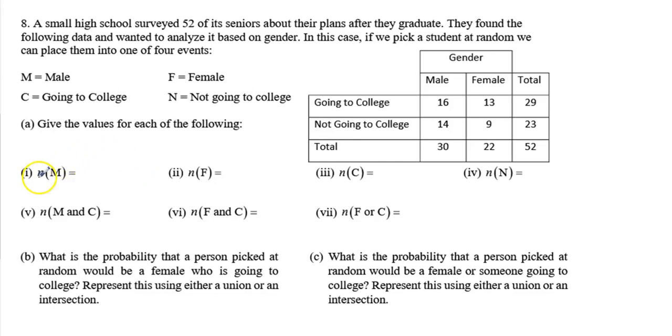Okay, so hopefully you did so. NM means the number of males. So the total number of males is 30 here. If that helped, if you're like, oh, I see, pause the recording and work out the rest of them.